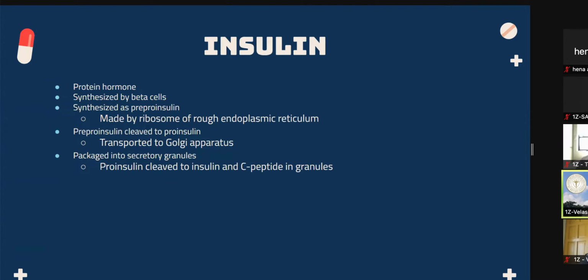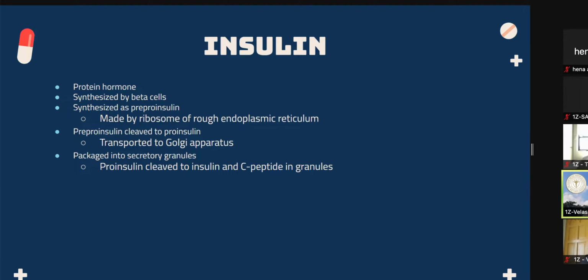Here is an overview of insulin. It's a protein hormone. As we know about protein hormones, they cannot cross the cell membrane. They have to interact with a receptor on the cell surface. And as is characteristic of protein hormones, they are made up of amino acids, whose biosynthesis I'll be discussing in just a short bit.